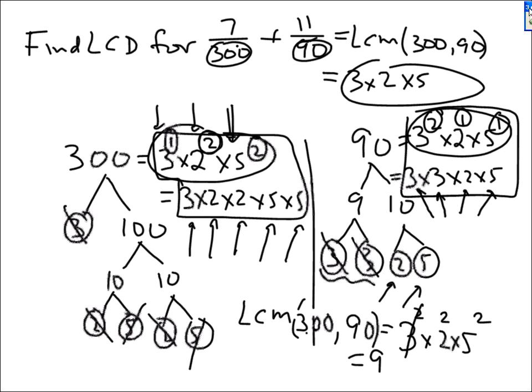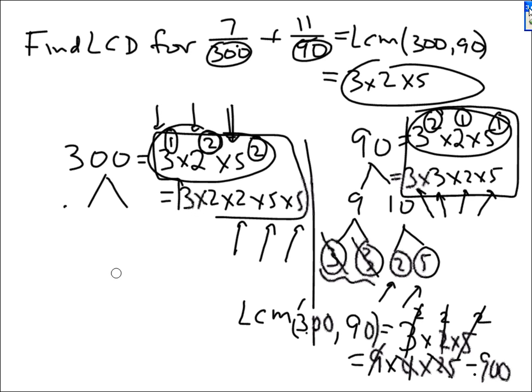This is 9. This is 4. 5 squared is 25. I wouldn't dare multiply 9 by 4 because I know what 4 times 25 is. It's 100. It's a very friendly number. 100 times 9 is 900. Okay. Let us do it again without using powers. If you don't want to use powers, don't use powers.